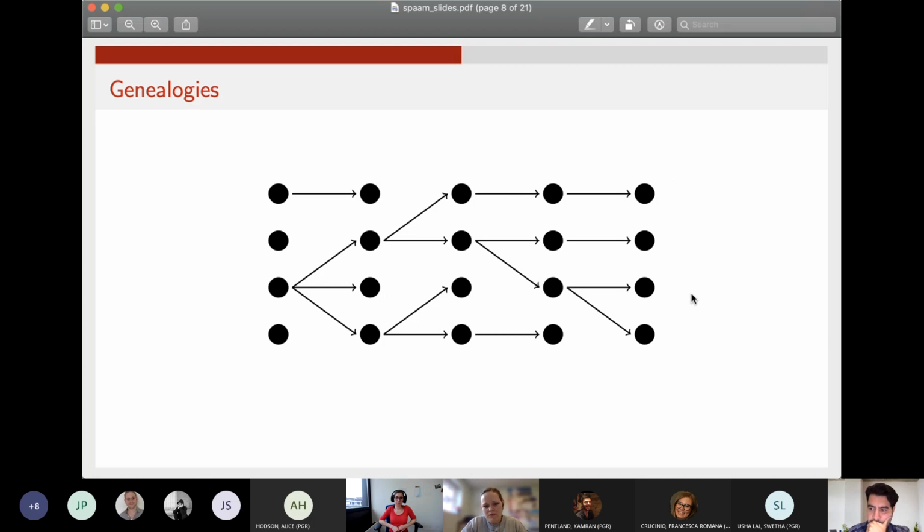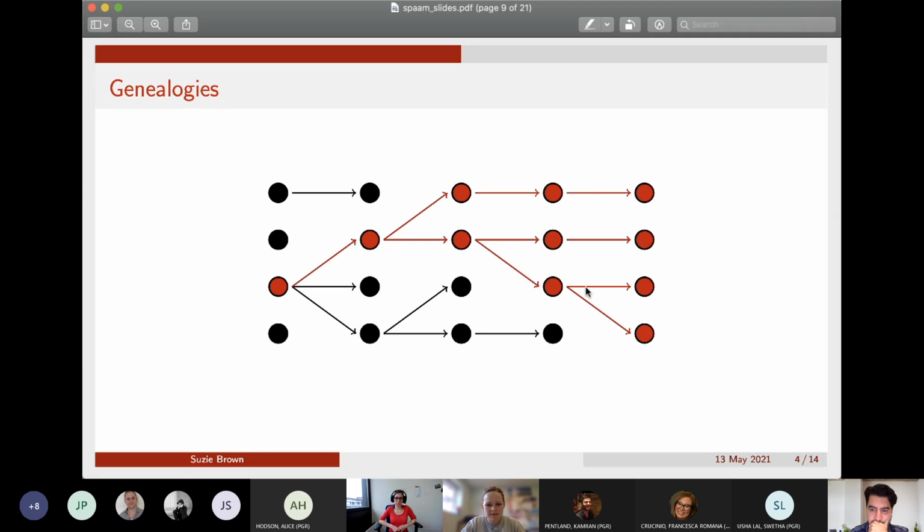And if we trace back the lineage of all of the terminal individuals, we can get something like this. I've just highlighted them here. And all of this information together, we call the genealogy of these 4 individuals. And as you can see, we have lineages coalescing. Every time 2 of these lineages have the same parent, we get a coalescence of these lines. So that's actually what we're mostly going to be interested in.